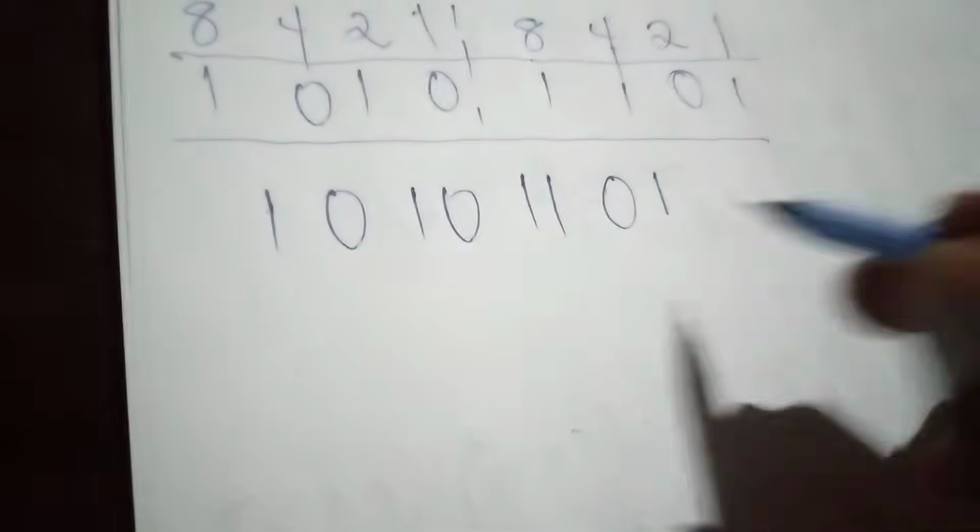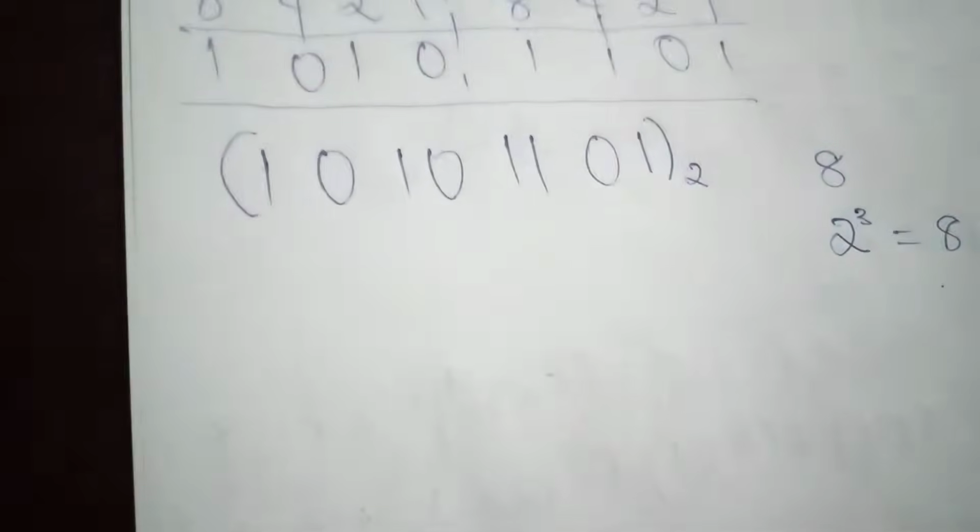Now what you should bear in mind is this. This is the binary number 1010 1101. So I'm going to ask myself: the octal number, it is in base what? It is in base 8. And then this is the binary number.